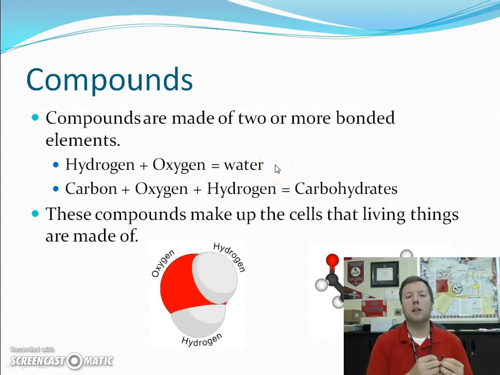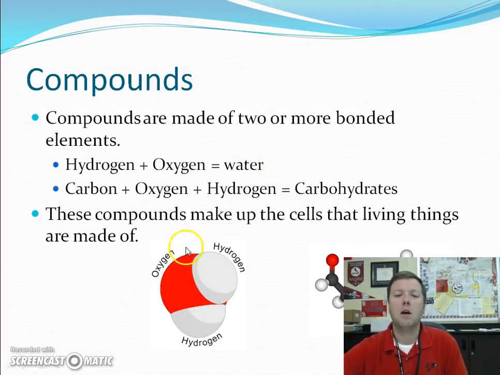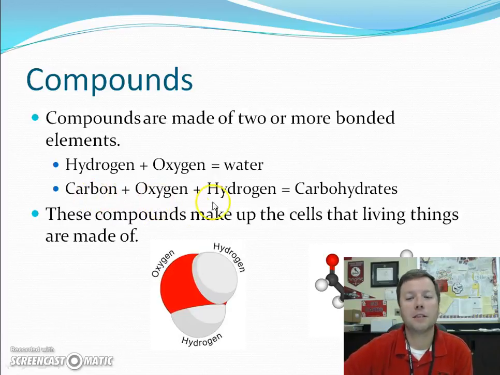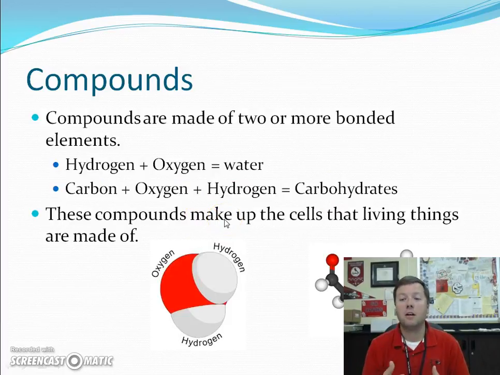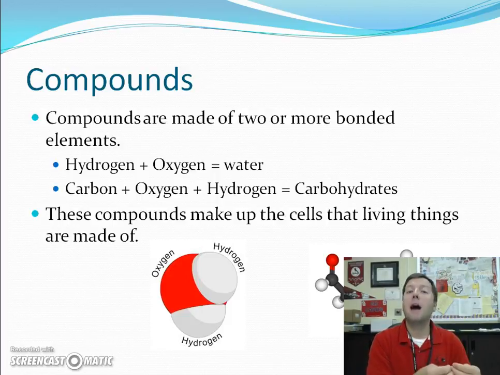Now we'll talk a little bit later about the number of electrons in the H2O like you can see in this example. Here's another one. Carbon plus oxygen plus hydrogen is a carbohydrate. Think carbo, hydrogen, and oxygen. We learned up here make water. Hydro, hydrate, so carbohydrate. These compounds make up the cells that living things are made of. And that's really where we're going to get to. Not so much today, but we're going to talk about this basic biochem stuff now so we can really lead into our 4 classes of organic macromolecules.